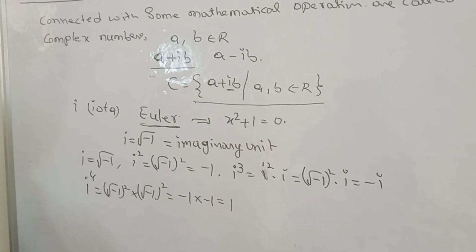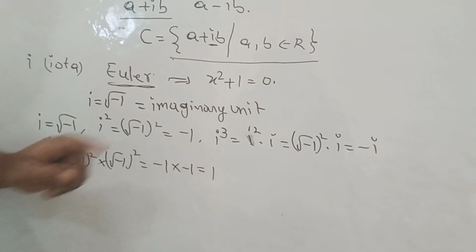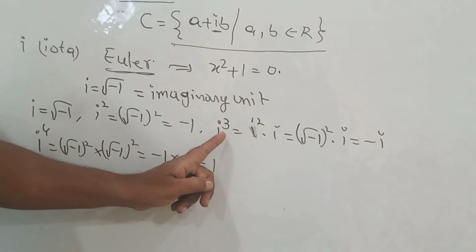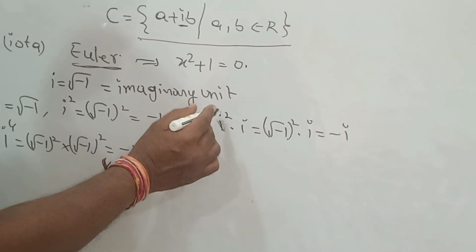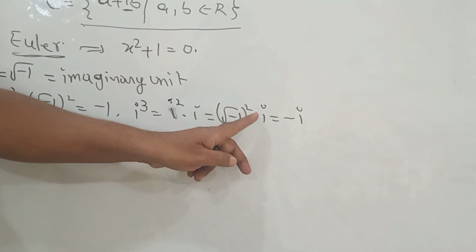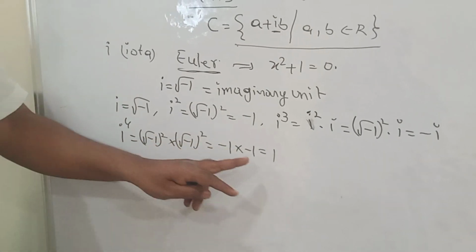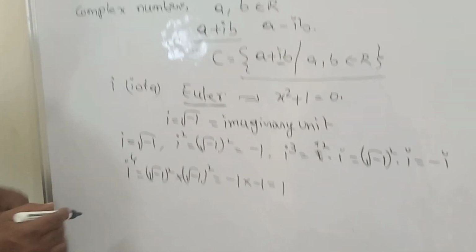to plus 1. So i is equal to root minus 1, i square is equal to minus 1, i cube is equal to i square into i. This is equal to root minus 1 whole square into i. This is minus i. i power 4 is equal to 1.